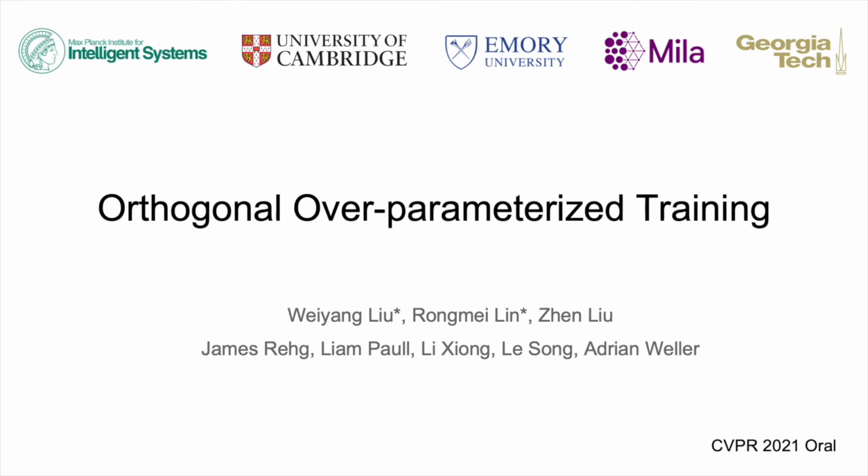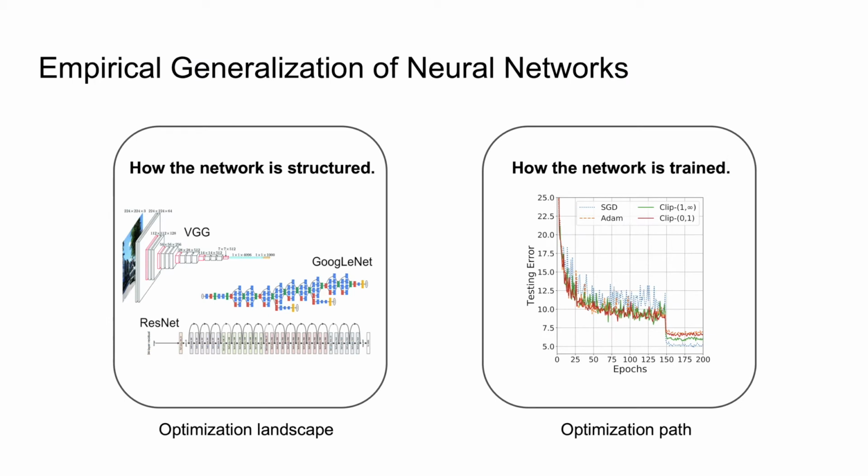We are presenting orthogonal over-parameterized training. The empirical generalization of neural networks is typically determined by how the network is structured and how the network is actually trained. Our work focuses on a brand new training framework that is independent of these two aspects.